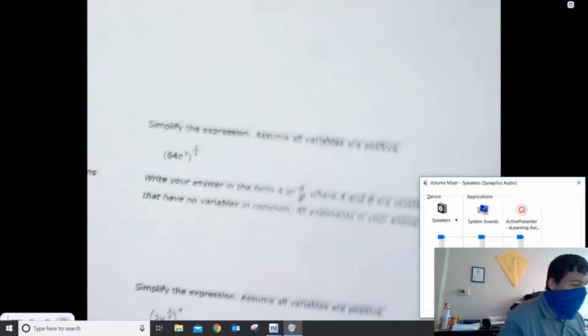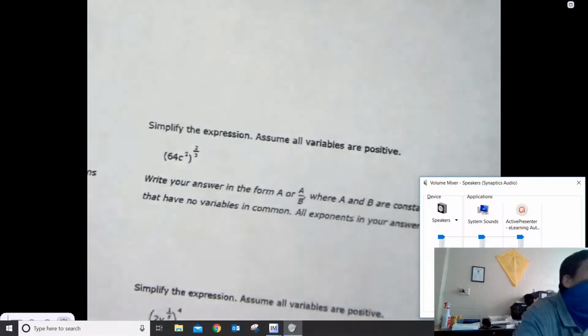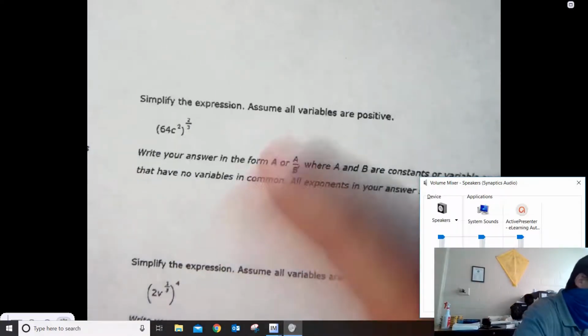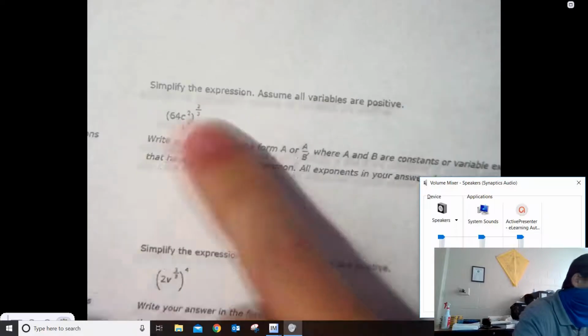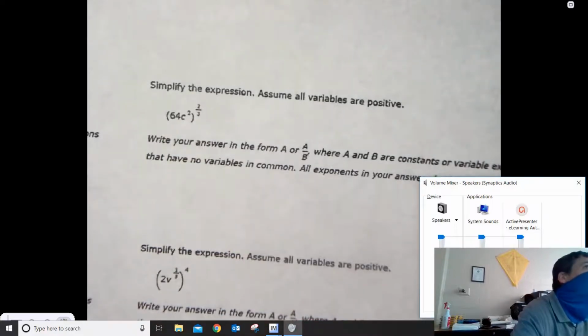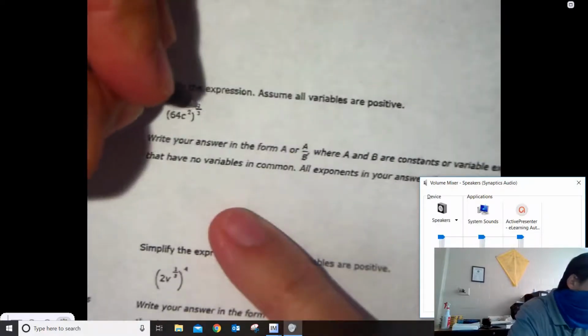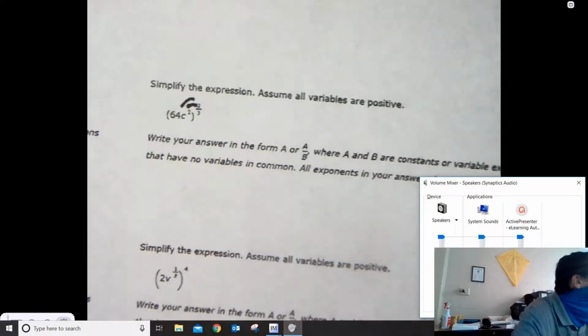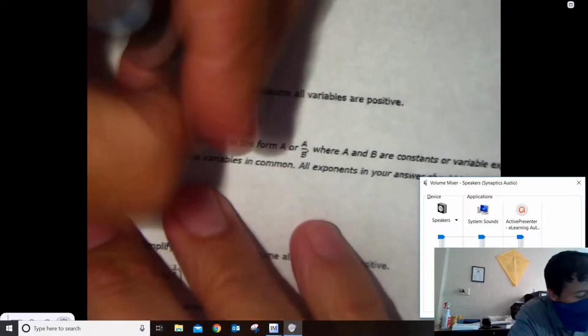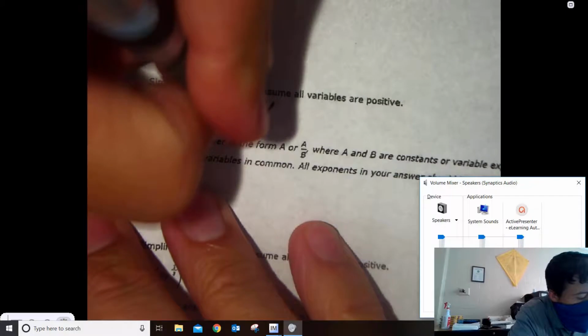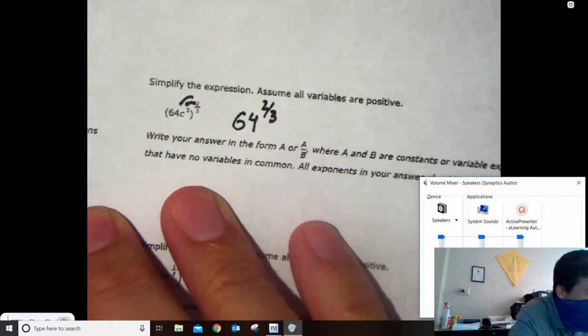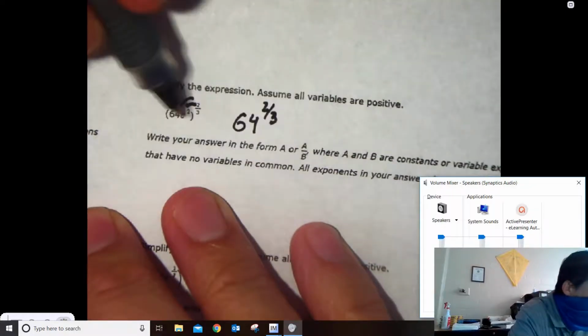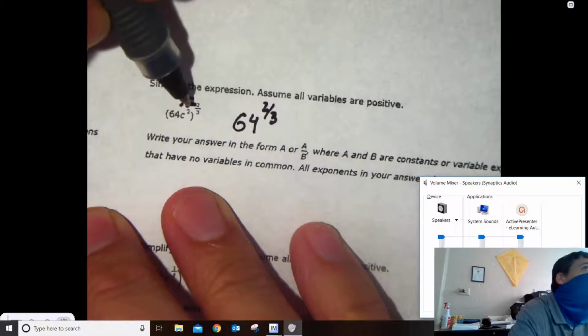So you move on down. You do a couple of the easy ones, and they decide they'll make it a little bit harder. Suddenly, the rational exponent's a fraction. Let's not even worry about that right now. The deal is, give each piece the power. So that's 64 to the 2/3. We'll worry about what that is in a second. And we have this c squared to the 2/3.